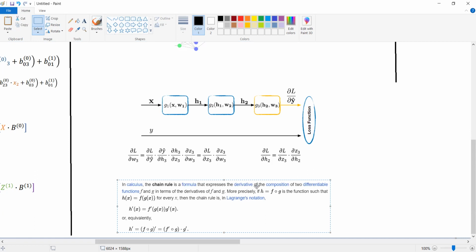The chain rule is a formula that expresses the derivative of the composition of two differentiable functions, f and g, in terms of the derivatives of f and g. If there's a nested function, f of g of x, okay, so you see it's a nested function, the derivative of h is the derivative of f at g of x times the derivative of g of x, okay?